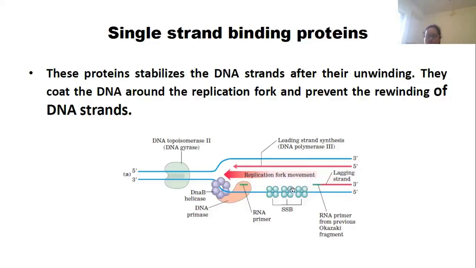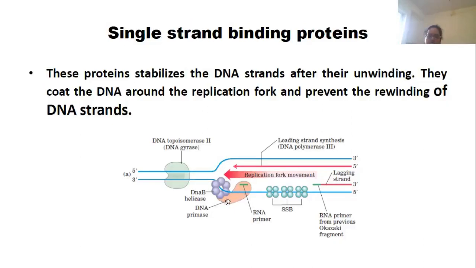And the other things you can see in this picture: on one of the strands, the leading strand is synthesized, and on the other strand, the lagging strand is synthesized. And lagging strand synthesis occurs in pieces, which are called Okazaki fragments.